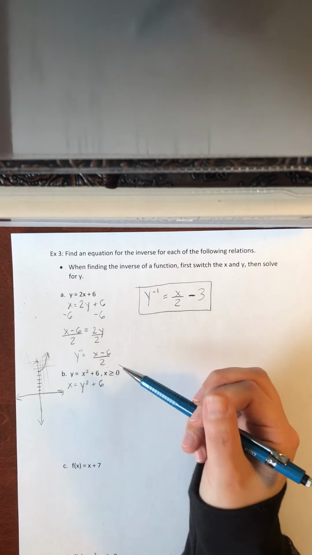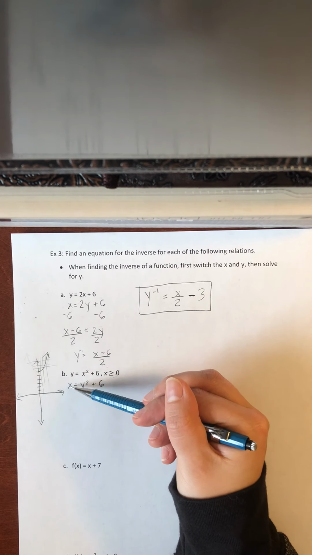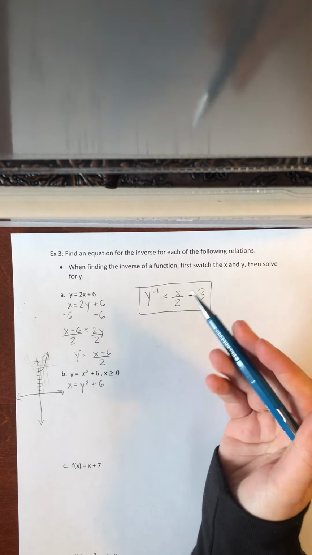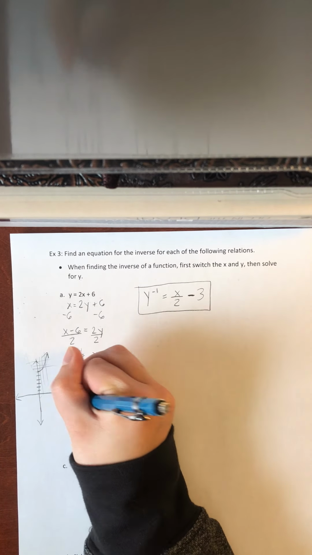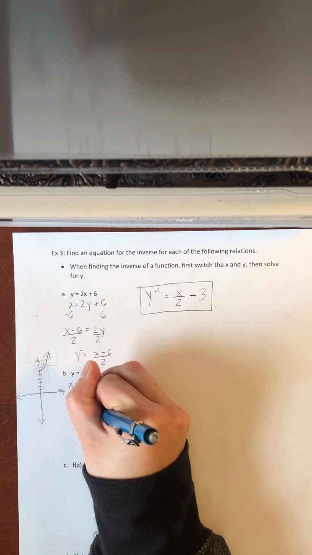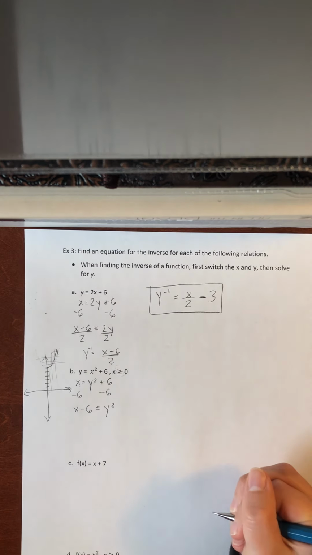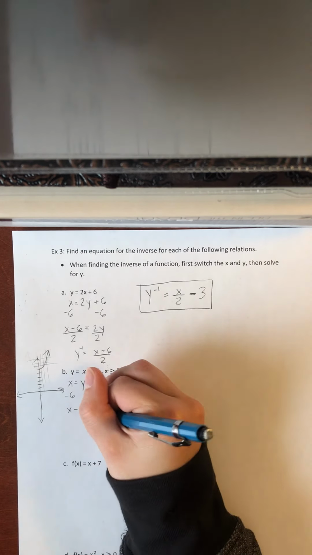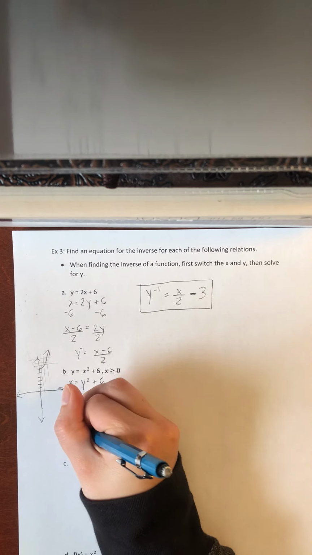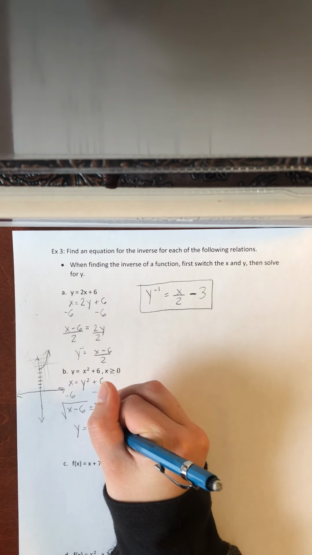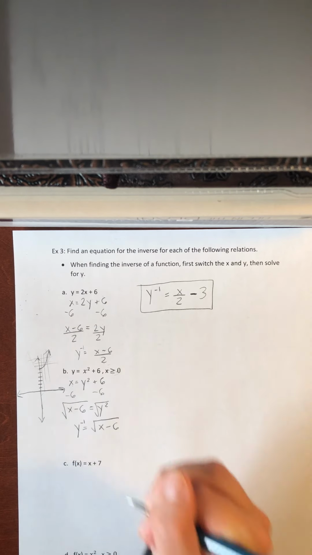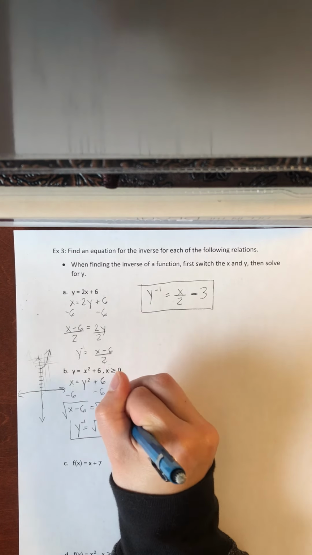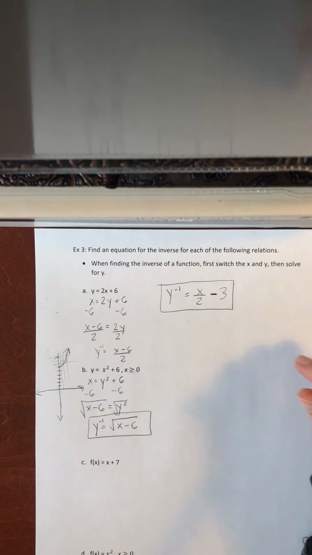Okay, now we plugged in x into y, we plugged in y into x. Now we need to solve for y. So I'm going to subtract 6 on both sides. So now I have x minus 6 equals y squared. To get y by itself, I'm going to take the square root of both sides. So y inverse equals the square root of x minus 6. The inverse function, square root of x minus 6.